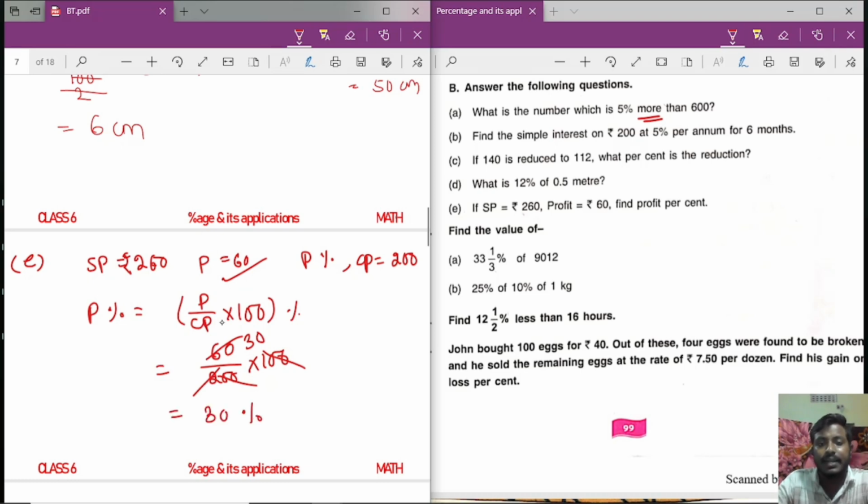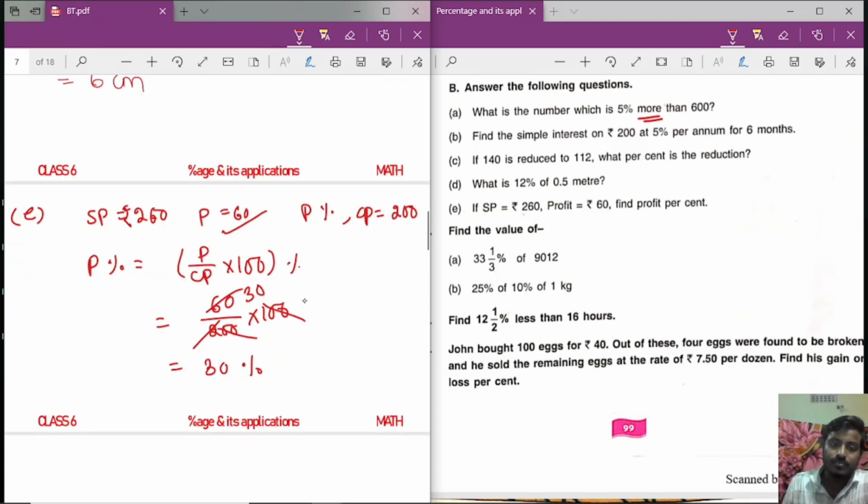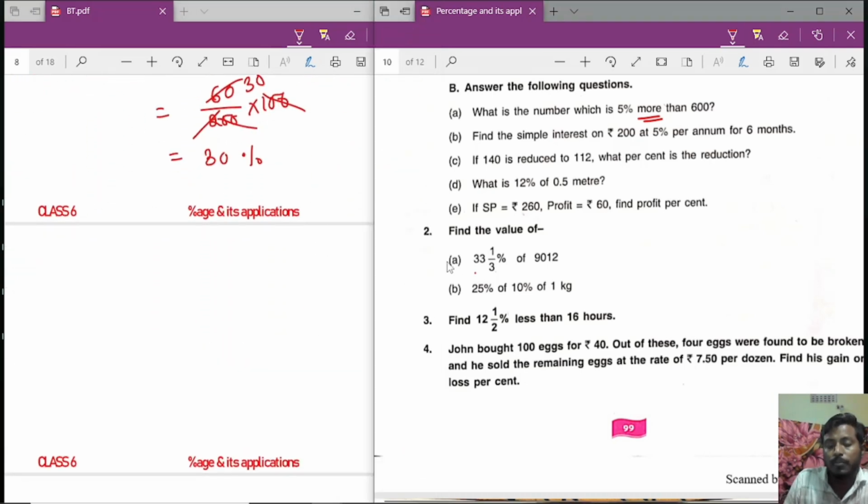Okay, next question. Question number 2, A, that is 33 whole 1 by 3 percentage. You can write 100 by 3% or 100 by 300, because the percentage sign is converted into 100. Now "of" means into 9012. Now cancel the zeros. 3 3s are 9, 3 0s are 0, 3 carry 1, again 0, then carry 2, 3 4s are 12. So the answer is 3004. Important questions.